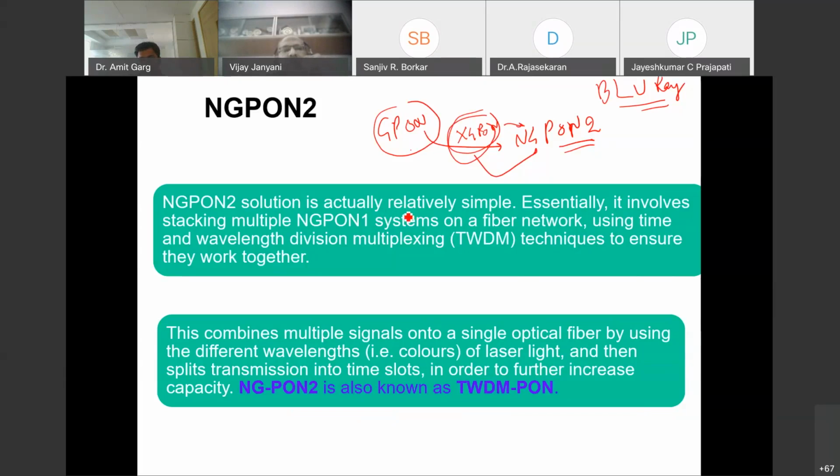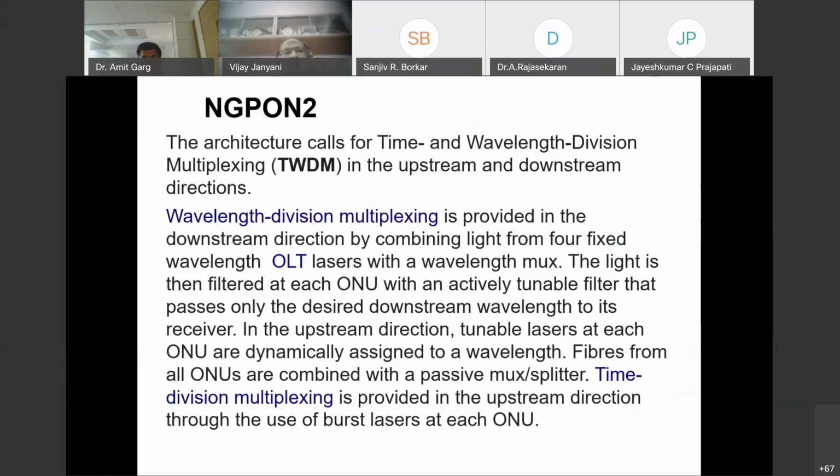So the NG-PON2 solution is actually very simple. Essentially, it involves stacking multiple NG-PON1 systems on a fiber network using time and wavelength division. As I mentioned, it is using a hybrid of TDM and WDM, and that's why it is also called TWDM technology. TWDM means time and wavelength division multiplexing. This is a name given to NG-PON2.